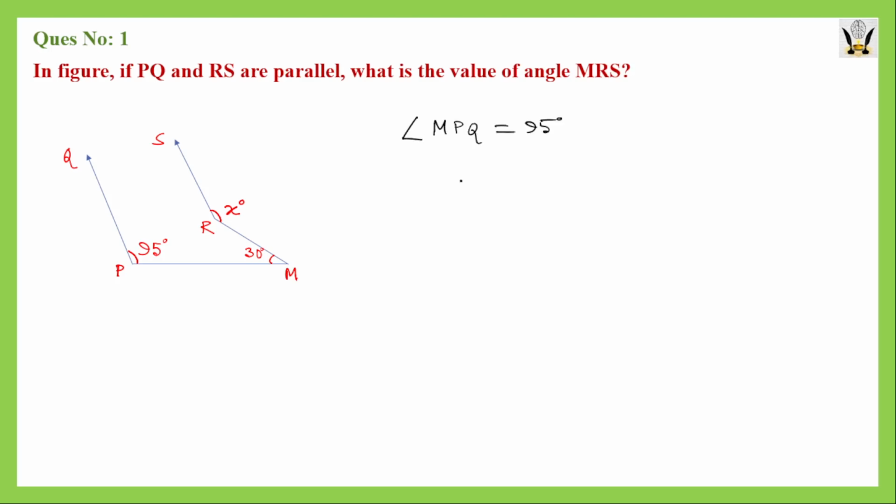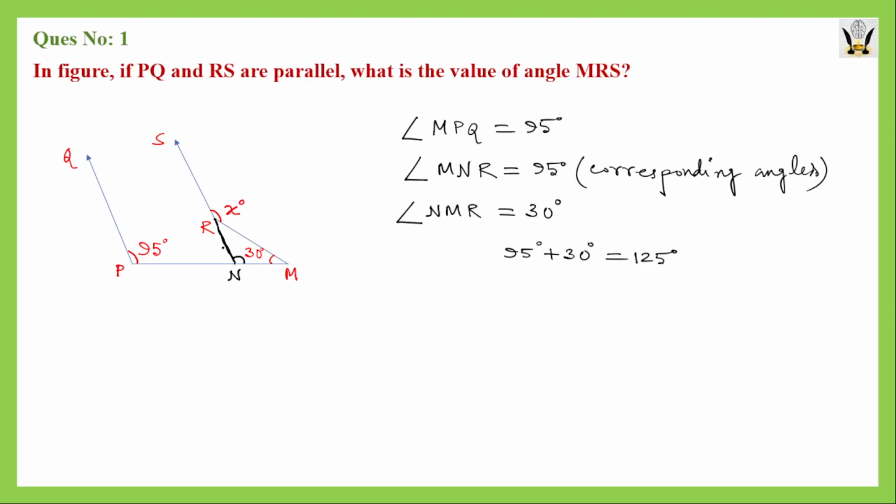degree. Now to simplify this sum, we will construct a little bit. Here SR has been produced till N, and that has met straight line PM at point N. Now as it is given that PQ is parallel to SR, means parallel to SN, so we can easily say that this angle QPN, which we have taken as angle MPQ, and this angle, means angle PNR or RNP, will be equal as they are corresponding angles. So angle MNR will be 95 degree as it is a corresponding angle, and angle NMR will be 30 degree as it is given.